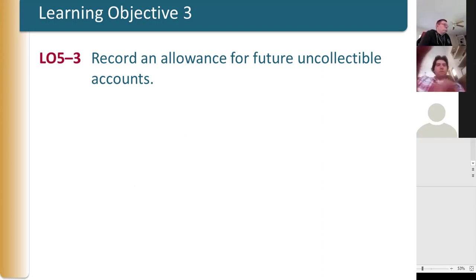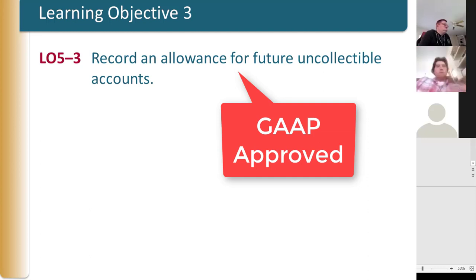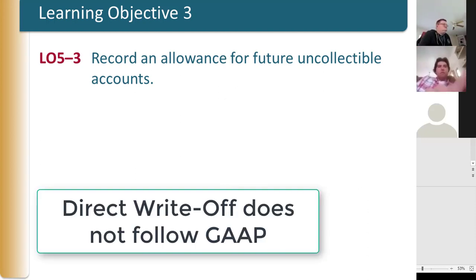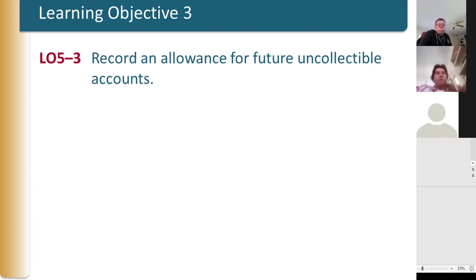Your book talks about how there are two different methods. There's an allowance method and a direct write-off method. We are going to focus on the allowance method. That's also in the Kahoot quiz in a little bit. The allowance method is GAAP approved. Direct write-off is not. Direct write-off is used by smaller companies that don't follow all of the generally accepted accounting principles. So if you're not a publicly traded company, you can follow the direct write-off method.